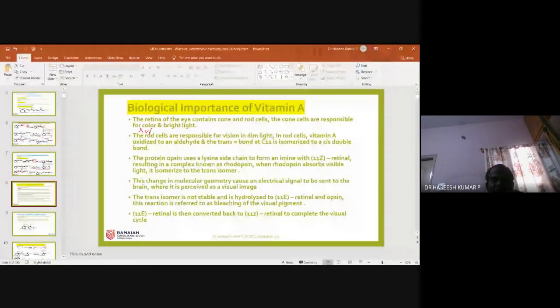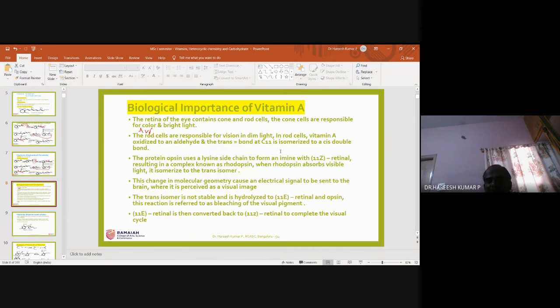It contains a side chain called butyl amino group. That amino group will act as a base. So here what is happening is that the side chain part of the lysine of the opsin protein forms a bond with the aldehyde, forming a Schiff base. That Schiff base is called imine.